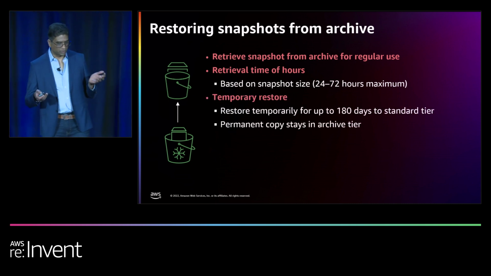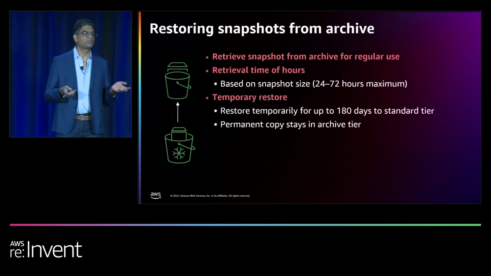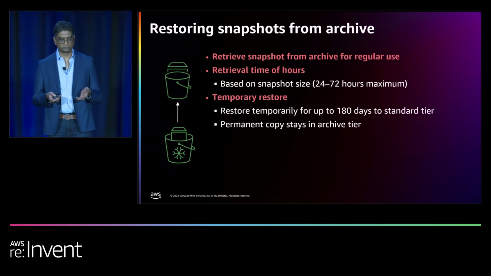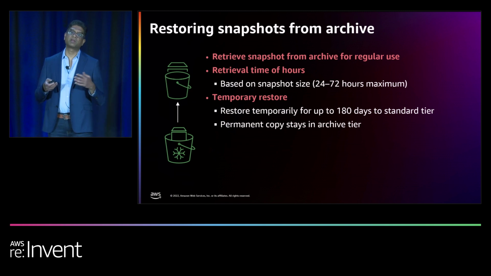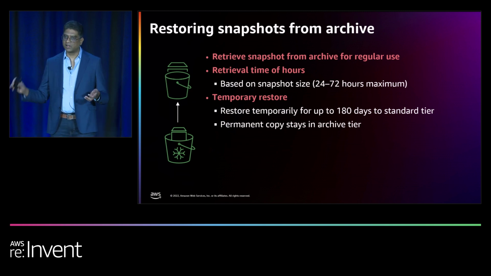And then you also need to think about whether you want to restore this temporarily or do a permanent restore. If you wanted to do a temporary restore, you could restore up to 180 days. So in this case, you'll not only have a copy of the snapshot in archive tier, but you'll have a copy of that same snapshot in standard tier, but for a temporary period of whatever you specify during the temporary restore.